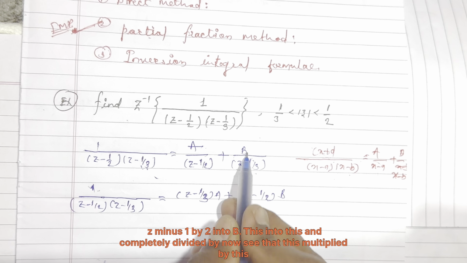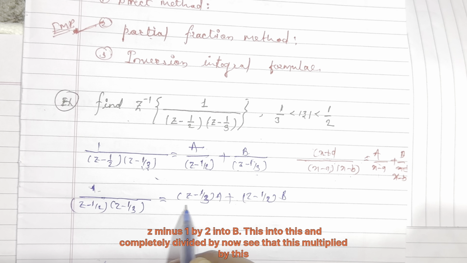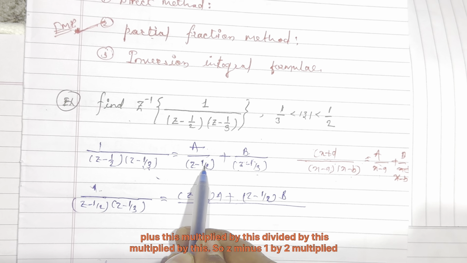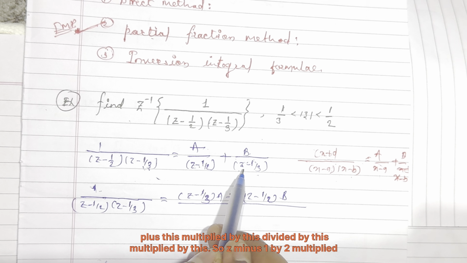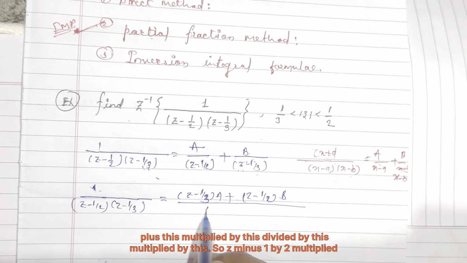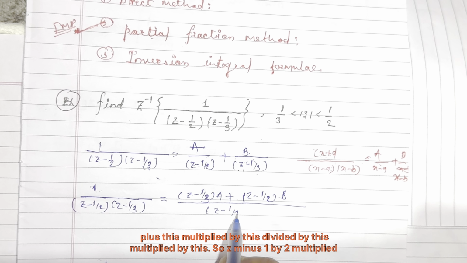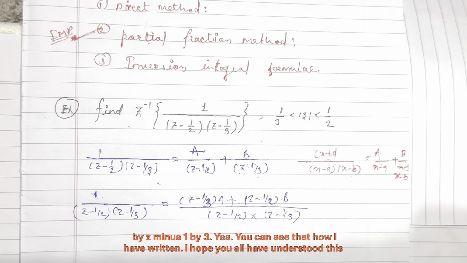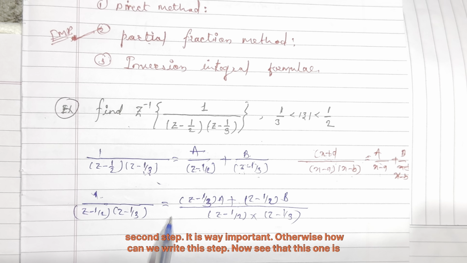Okay, this into this, and completely divided by... now see that this multiplied by this plus this multiplied by this, divided by this multiplied by this. So (z - 1/2) multiplied by (z - 1/3). Yes, you can see how I have written. I hope you all have understood this second step. It is very important, guys. How can we write this step?